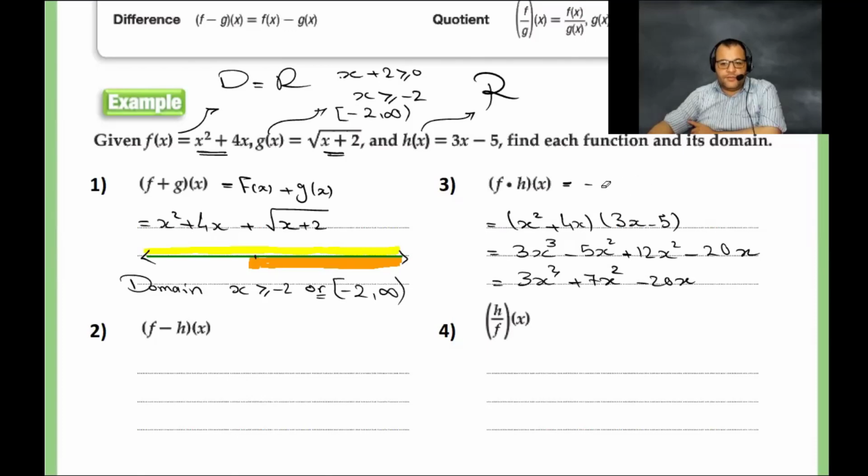The domain is also R, because the domain for the first one is R, and the domain for the second one is also R. So the common domain will be R.